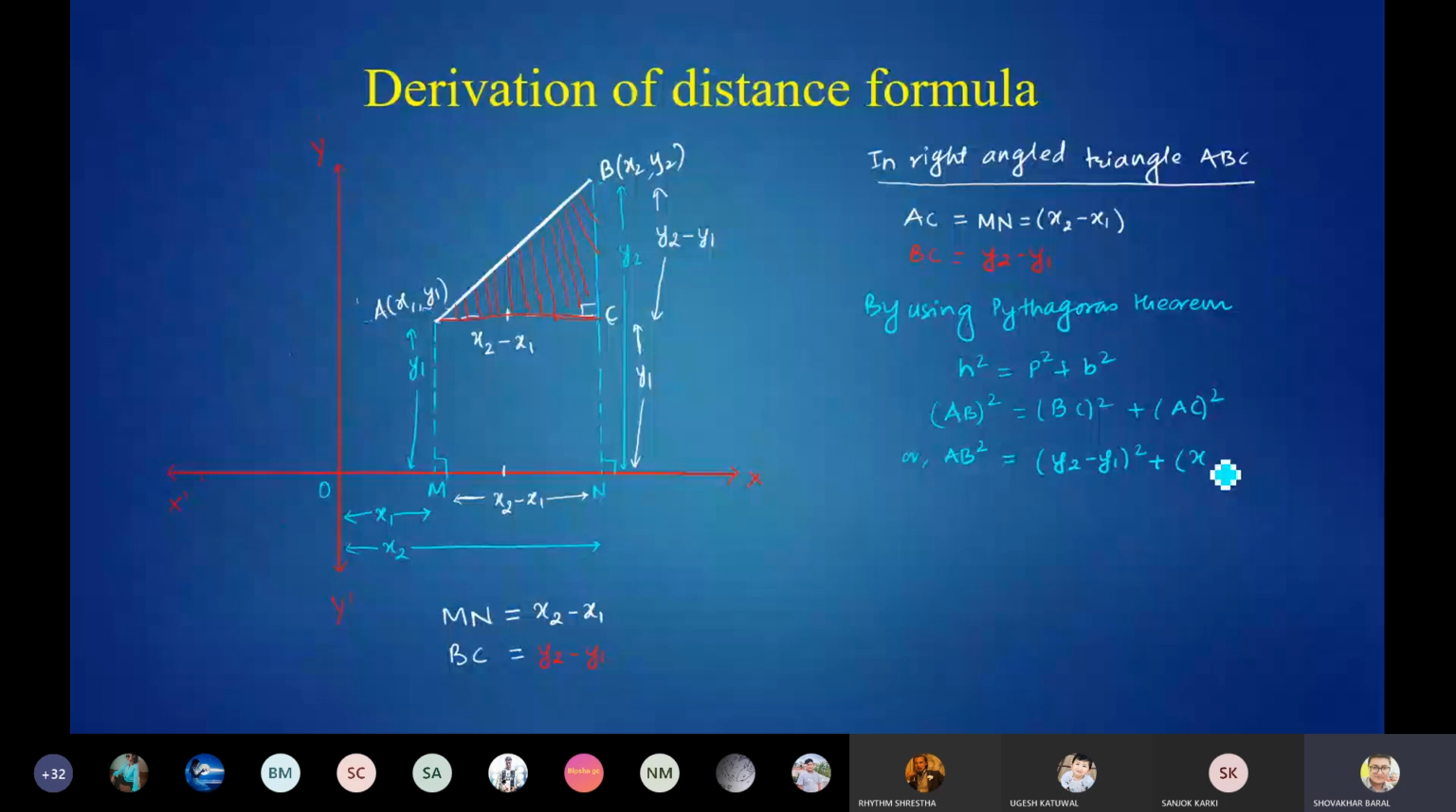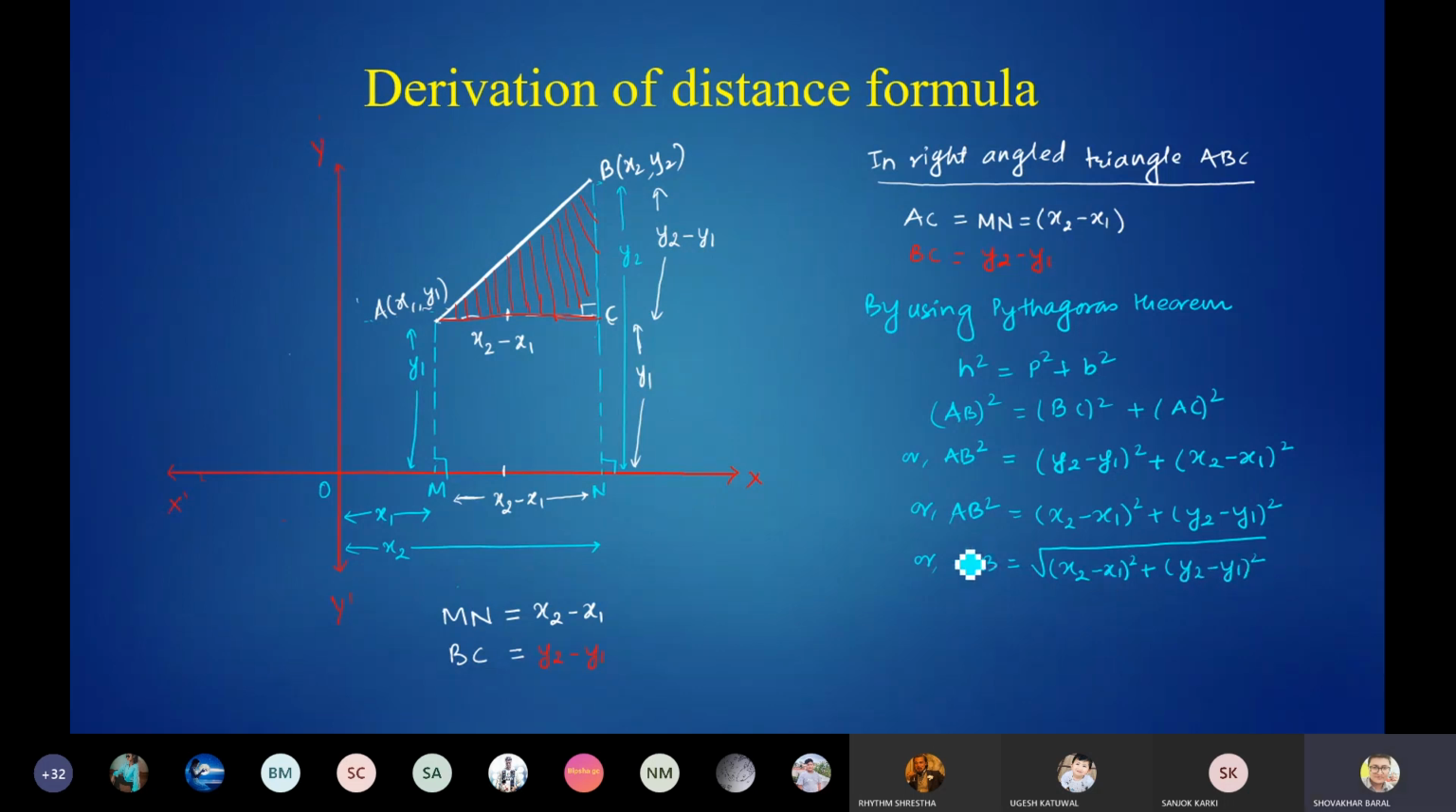Okay. So since this is addition, you can exchange the terms. Like 2 plus 3 is same as 3 plus 2. So let me exchange them. Let me change the order here. x2 minus x1 whole square plus y2 minus y1 whole square. Okay. So if you shift the square to the other side, it will be square root. So AB is equal to root over x2 minus x1 whole square plus y2 minus y1 whole square. Okay, this is the formula.